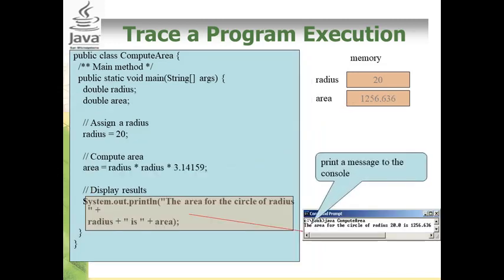Then when we perform system out print line, the computer will display whatever is inside the double quotes, inside the string. So the computer will display the area for the circle of radius, then combine with the variable radius, that means combine with 20, combine with another string, is, and then combine with the area, that means combine with 1256 something. So it will display as in this diagram.